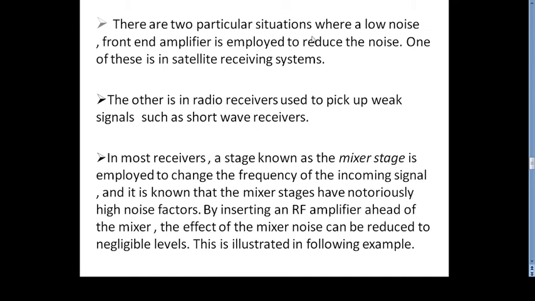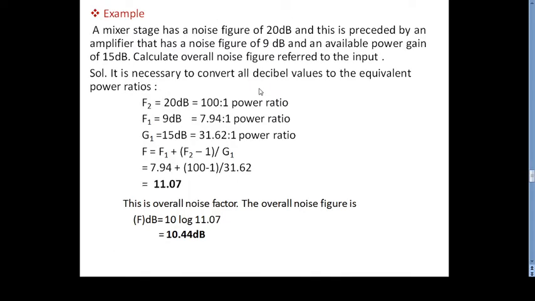There are two particular situations. A low noise front amplifier is employed to reduce the noise in a satellite receiving system. Also, a radio receiver is used to pick up weak signals, such as a short wave receiver. These are the applications where the noise factor is used. So one example will be discussed here.